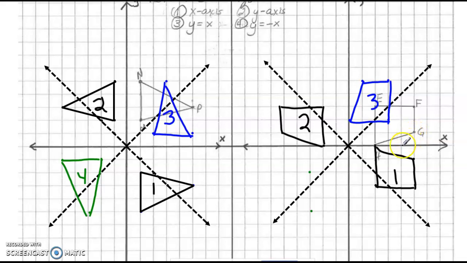G diagonally. 1, 2, 3. So other direction, 1, 2, 3. And then H is just 1. So I go 1 there. And I am ready to draw my figure E prime, F prime, G prime, H prime. And that's the figure reflected across the line y equals negative x.